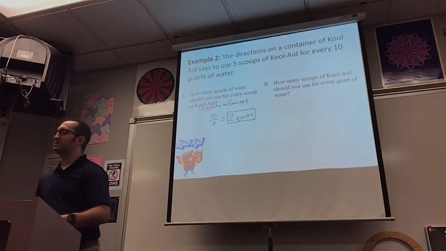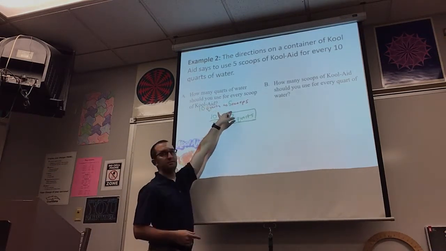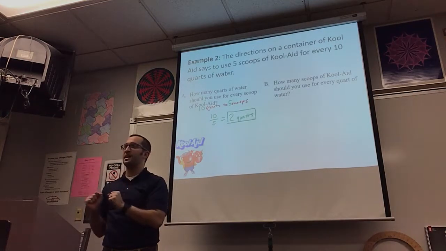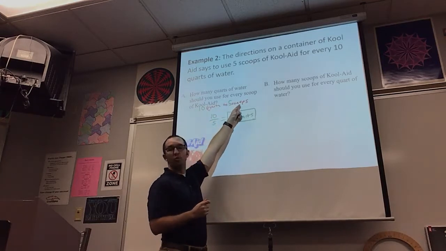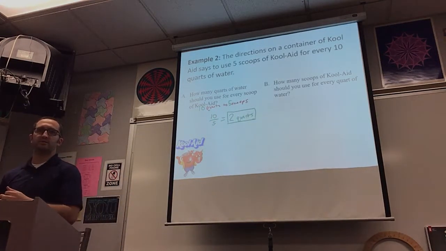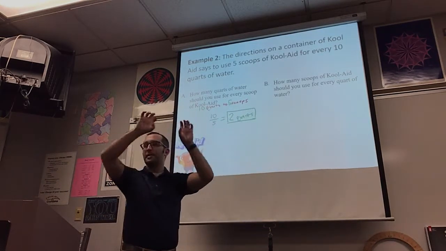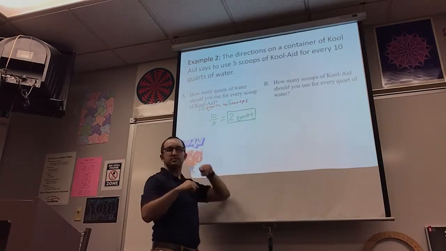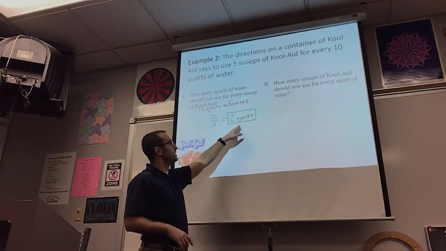Now, another way to look at this is, what common factor do they both have? They both have 5, so could I divide them both by 5? Could I divide them both by 5 and get 2 quarts to 1 scoop? That's another way to do these things. Pull out a common factor from both of them, so that way the second ratio becomes 1. We divide them both by 5. Hey, look, I did that.